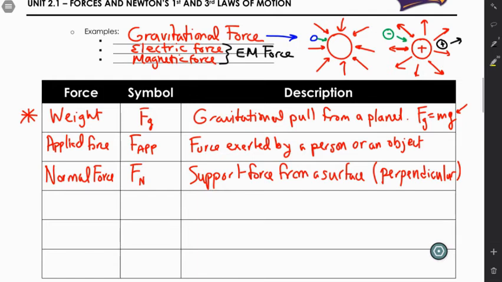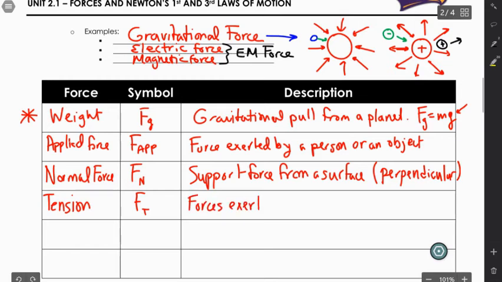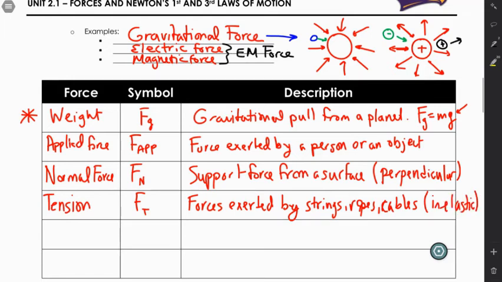Okay. Next one is tension. I would say this is F sub T. And simply tension is the force exerted by strings, ropes, cables, or anything like that. Okay, the main thing is that these materials are what we call inelastic, right? They don't want to stretch. The stretching force, or the stretching piece, comes from what we call the spring force.